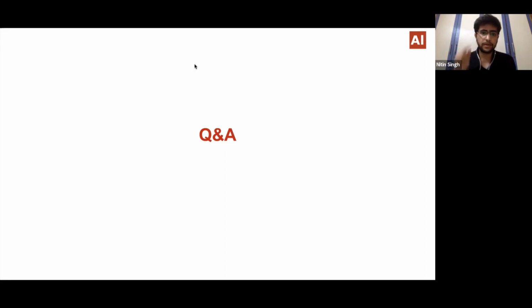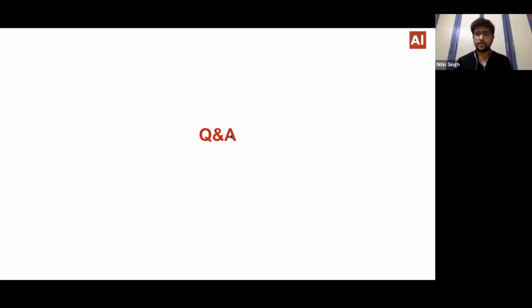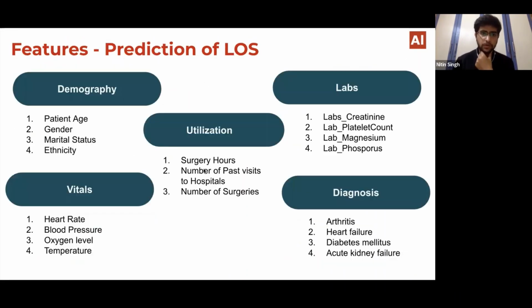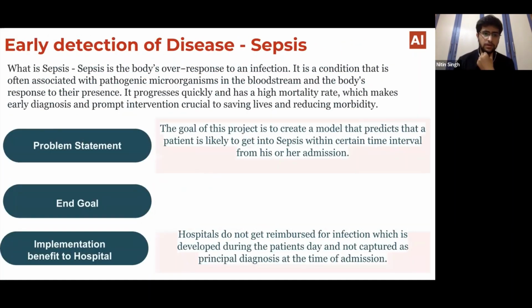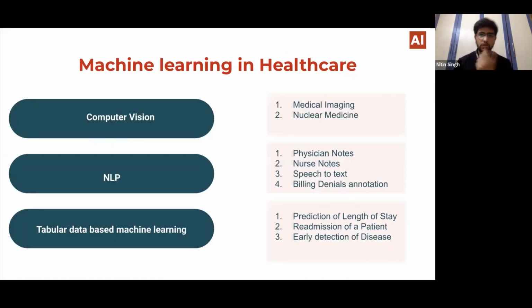We are good, I think. Can you cite some other use cases in healthcare? Other use cases, quite a few. Let me go back to my slides itself. So these are the other use cases, like computer vision and NLP.